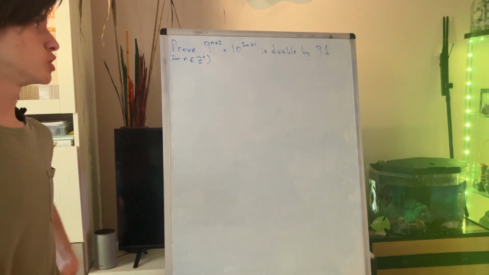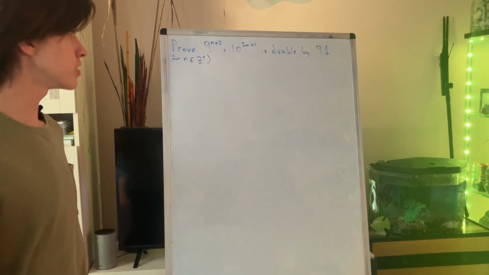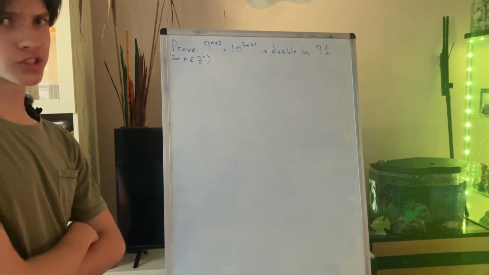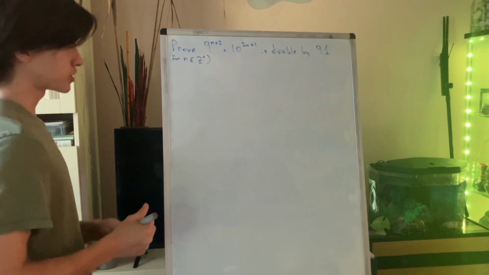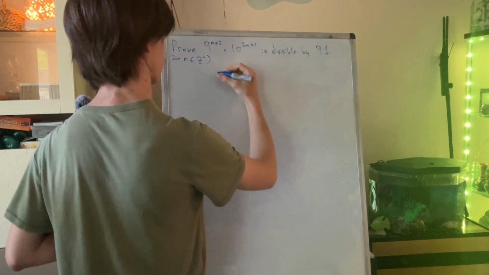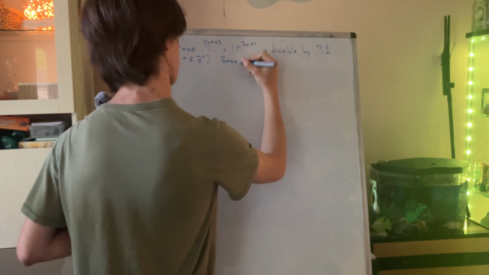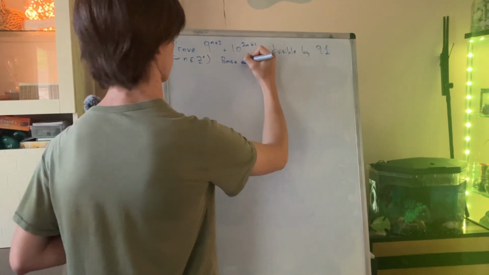Welcome guys, today I'm going to be proving that this expression on board is divisible by 91 for all positive integers n. And we're going to do this using the amazing method of induction. So for induction, first we need a base case, so let's get that out of the way. For positive integers, that means it's going to be n = 0 and above as an integer.